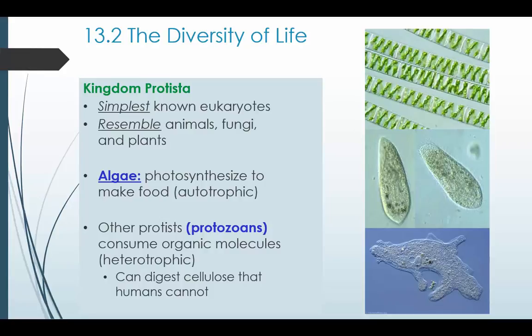Now, the organisms that fall in kingdom Protista typically fall into one of 2 categories. We either consider them to be algae, meaning they are photosynthetic and make their own food, or they're protozoans, which means they're heterotrophs and have to consume some type of organic material. What's interesting about protozoans is they can digest cellulose that humans can't. So we think of things like amoebas and paramecium and euglena.